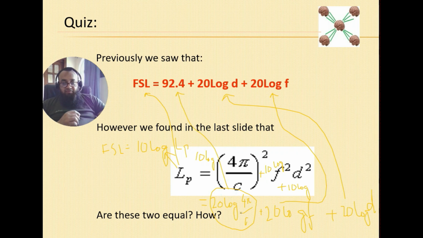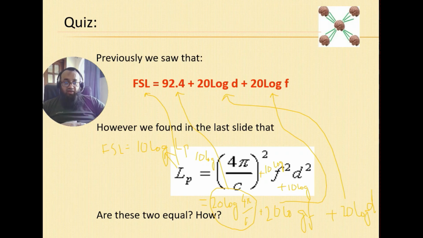And how will this be done? Again, I leave it to you. At least you should try to solve this small part, how this all becomes 20 log of something. I hope that you can at least solve this small part.